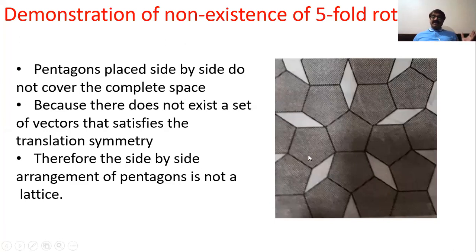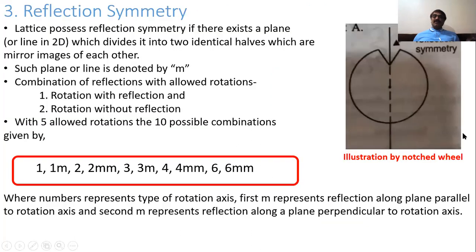Because there does not exist a set of vectors A, B and C, fundamental translation vectors, that will produce a translation symmetry T. Therefore, if we put pentagons side by side, you will find that it will not produce a lattice. So n equal to 5 is not an allowed symmetry. Now the next type of symmetry is reflection.